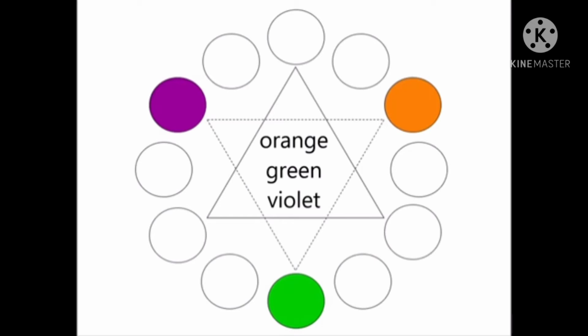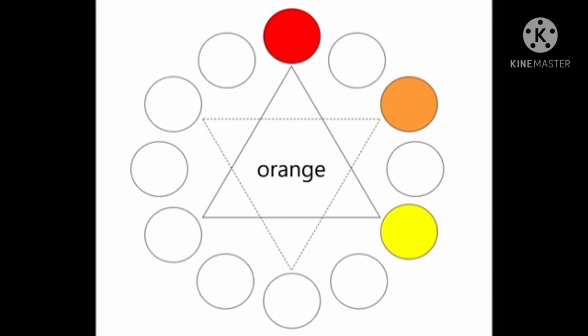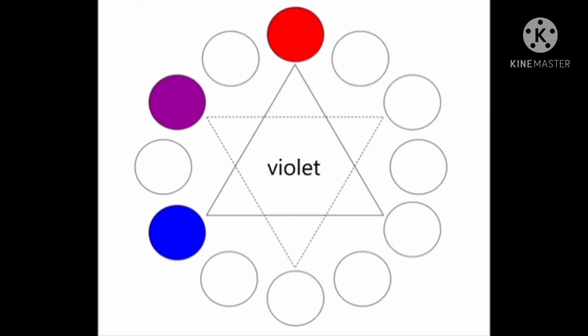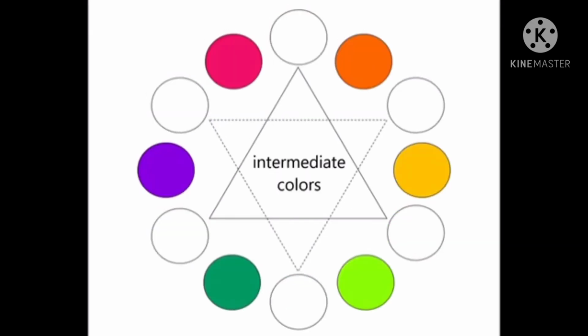Orange, green, and violet are the secondary colors. They are made by mixing two primary colors together. When you mix red and yellow together, you create orange. When you mix yellow and blue together, you create green. And when you mix blue and red together, you create violet.